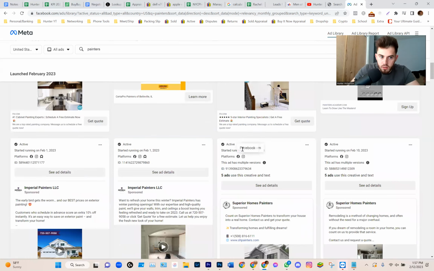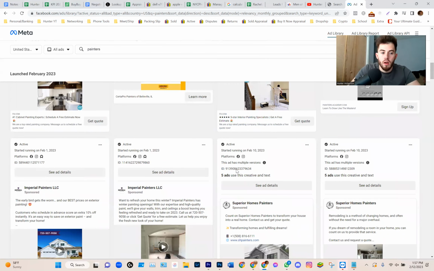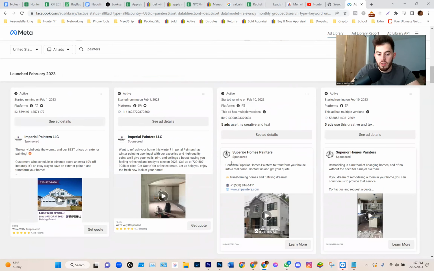So you guys have found the two images I like to use: the before and after picture and this picture, but have the customer in the image as well for this one. If you guys do that, you will be on track, okay?